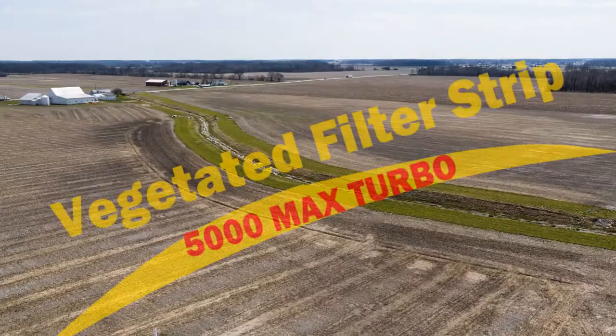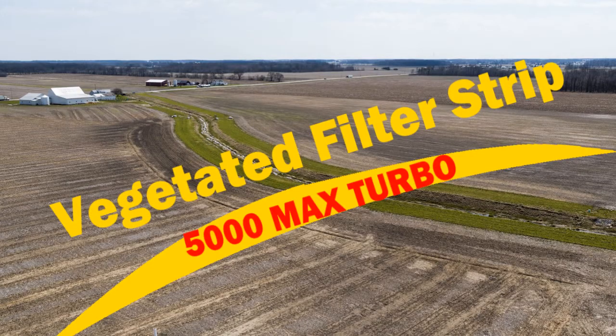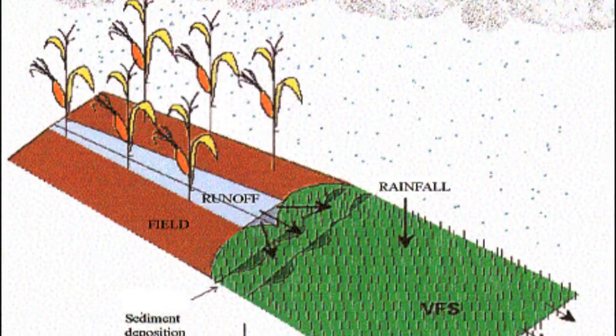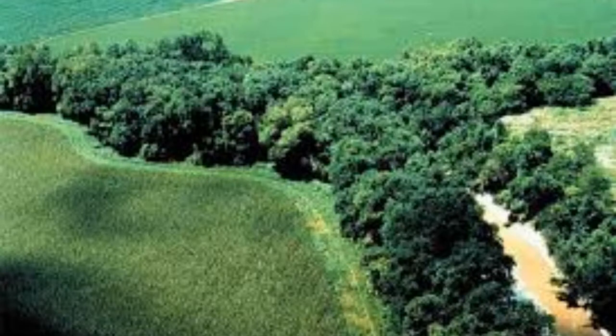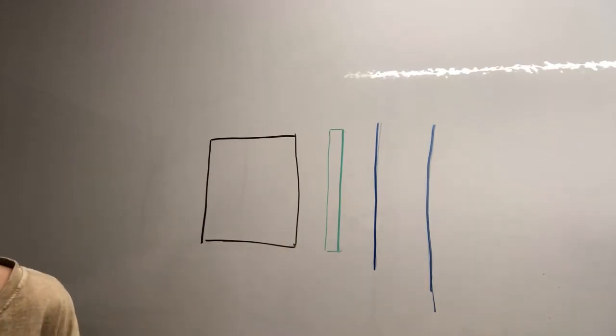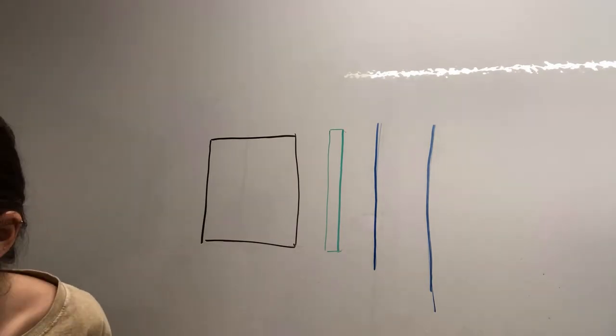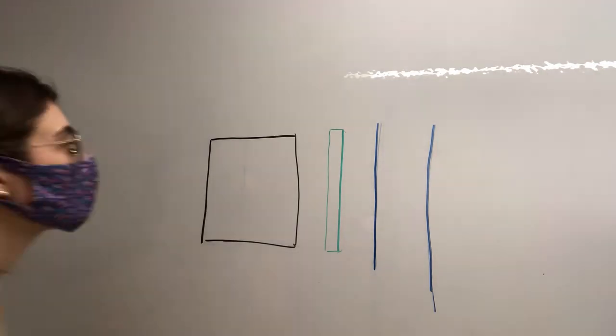Introducing the Vegetated Filter Strip 5000 Max Turbo, the best vegetated filter strip to match all of your sediment, nutrient, and other surface runoff containment needs. It's the strip of vegetation that filters surface runoff contamination. Vegetative filter strips are widely used across several applications to reduce sediment and nutrient loads.